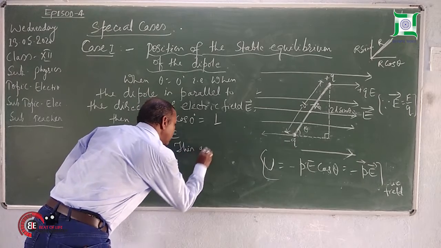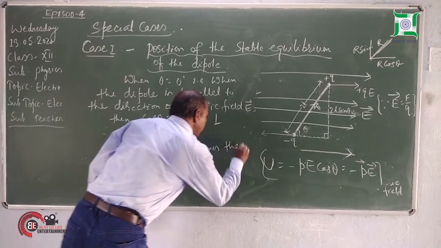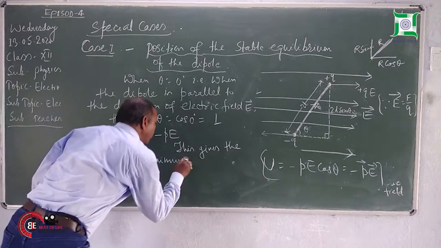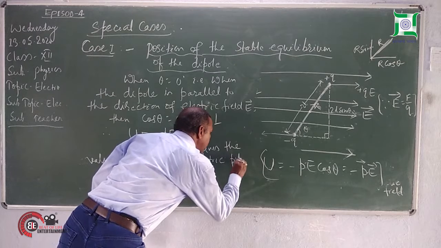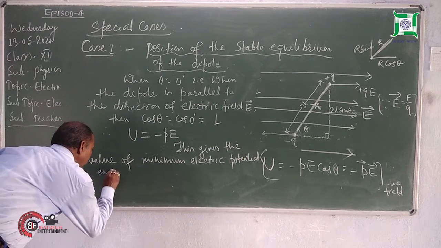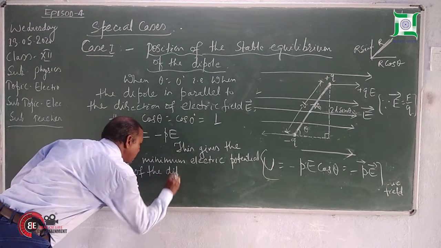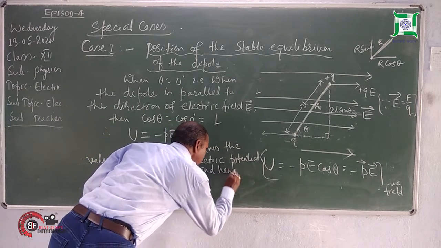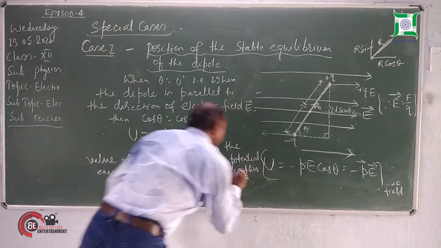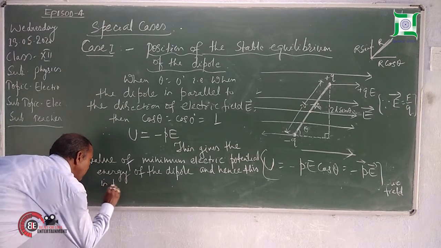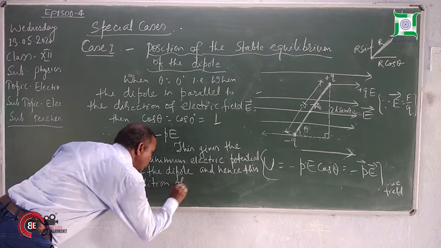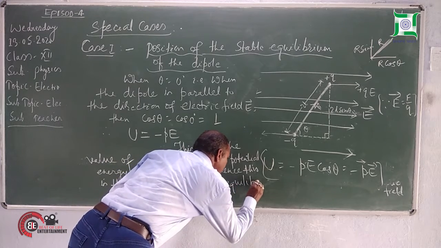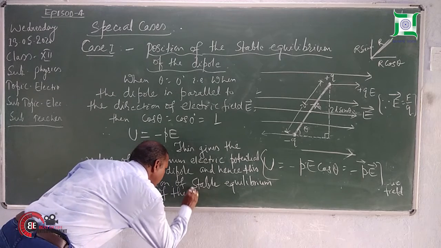This gives the value of minimum electric potential energy of the dipole, and hence this is the position of stable equilibrium of the dipole.